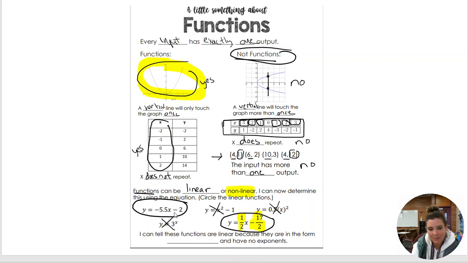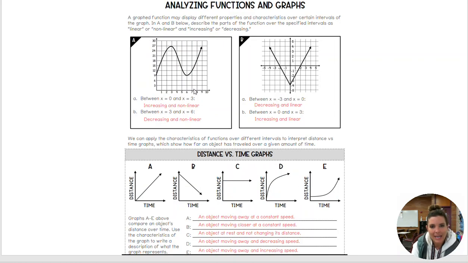And we already said this one is a linear function. It would cross the y-axis at -2, and then the rate of change or the slope is -5.5. So we can tell the functions are linear because they can be written in slope-intercept form. Okay. Now, let's go ahead and analyze some functions and graphs.